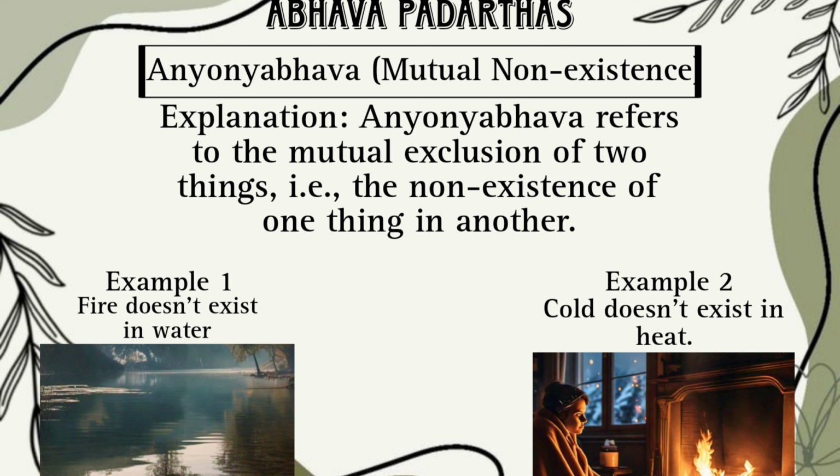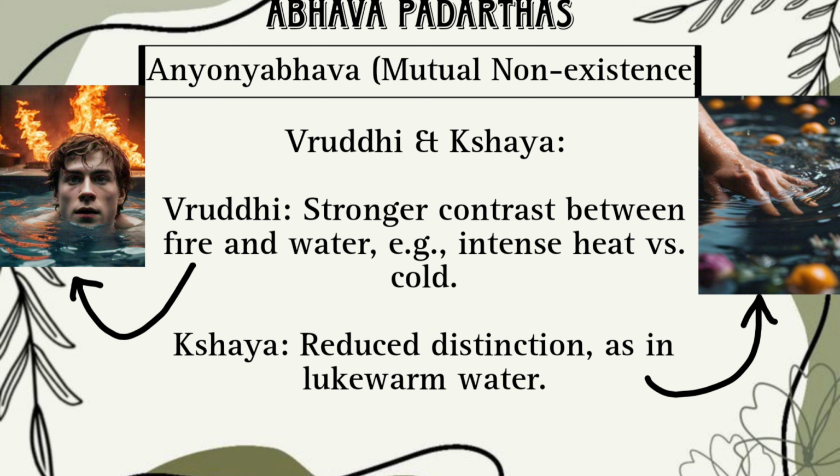Example: the non existence of one thing in another. Example 1: fire doesn't exist in water. Example 2: cold doesn't exist in heat. Vriddhi: stronger contrast between fire and water. Example: intense heat against cold. Kshaya is reduced distinction, as in lukewarm water.